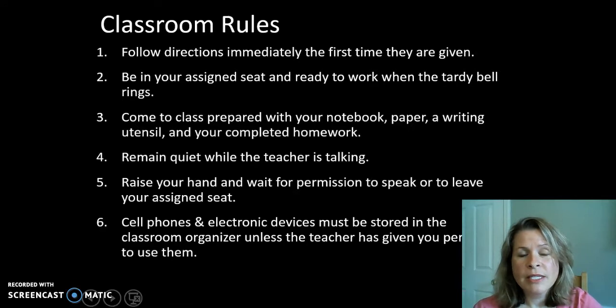First one, you need to make sure that you're following directions immediately the first time they're given. Make sure that you are in your seat and ready to work when the tardy bell rings. We only have 45 minutes in class, so it's very important that we use all 45 minutes. We usually do a warm-up. You need to make sure that you are started on that warm-up when the bell rings.